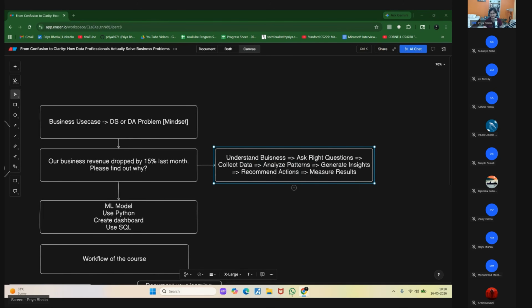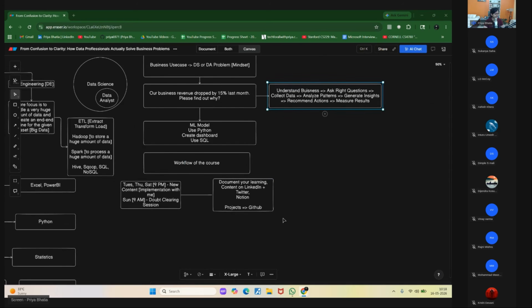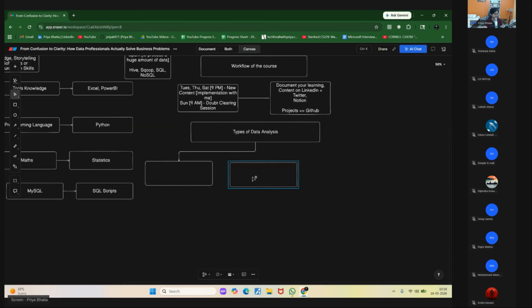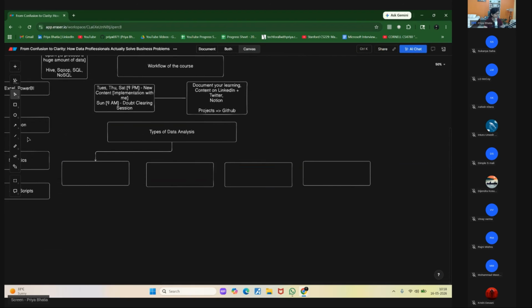In that context, we have different types of data analytics, data analysis, you can say. Majorly speaking, we usually deal with four types. What are those four types? Let's try to understand. First one is what we call descriptive analysis.